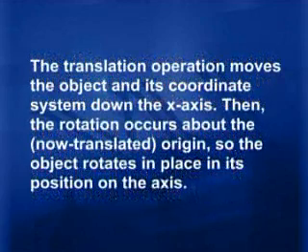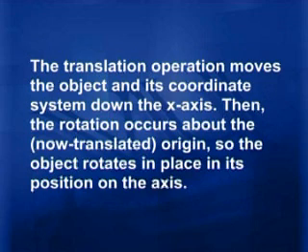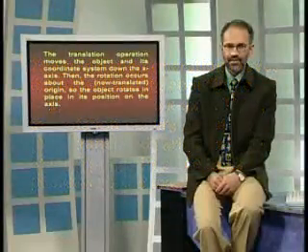Of course, this would be a local coordinate system to that object. The translation operation moves the object and its coordinate system down the x-axis. Then the rotation occurs about the now translated origin. So the object rotates in place in its position on the axis. So what we wanted to achieve has been achieved because of that local coordinate system.